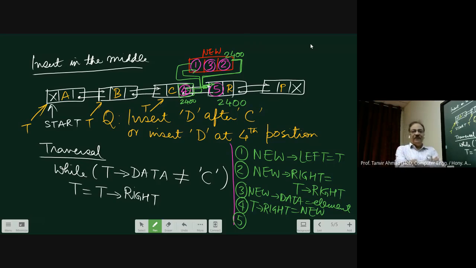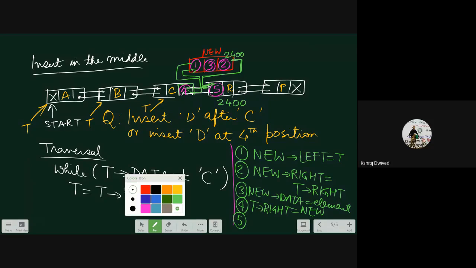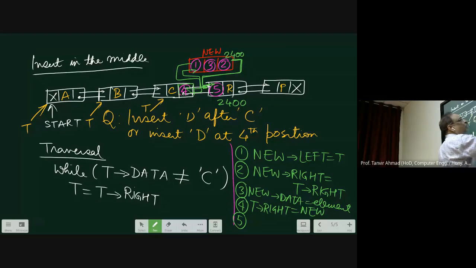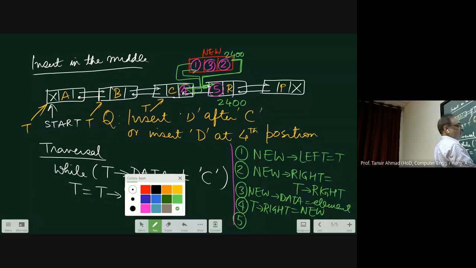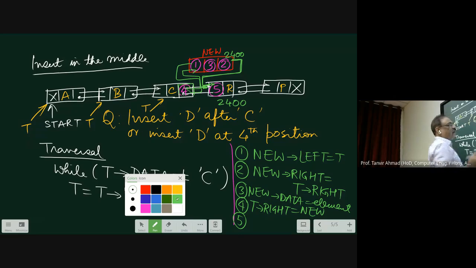T of right of left is now overwritten. Why? Because you already wrote 4. Therefore, this is no more there. New of right, because this is already overwritten once you have modified 4. Therefore, this can only be accessed as new of right of left, because new of right is 2400, and 2400 of left is that fifth part.